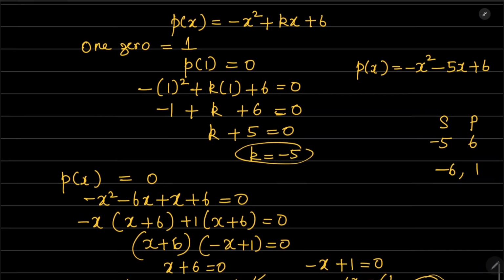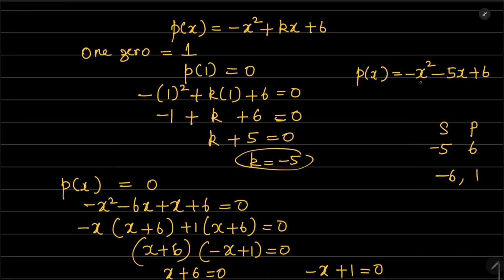The other method of doing it is, once you have got the polynomial and when you know one of the zeros, you can calculate the sum of the zeros, right? Alpha plus beta equal to minus b by a. What is alpha? One of the zeros is 1, plus beta equal to minus b by a. What is minus b by a?